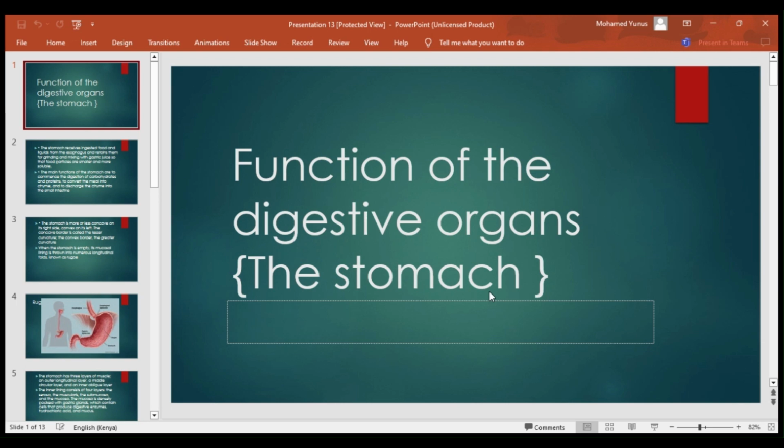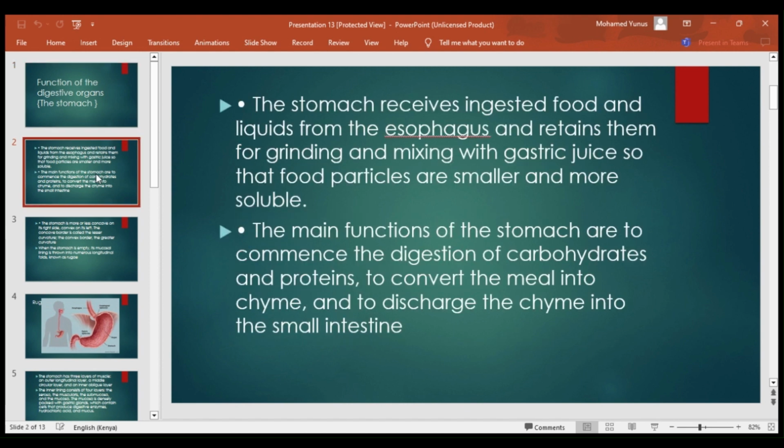Hello, today we are going to talk about the function of the digestive organs and, to be more specific, the stomach. If you haven't watched my videos about the digestive organs of the previous parts, that's the mouth and the esophagus, make sure you watch them so that you can get a better understanding of what we're talking about here. Today I'm going to talk about the stomach alone, and we're going to start right now.